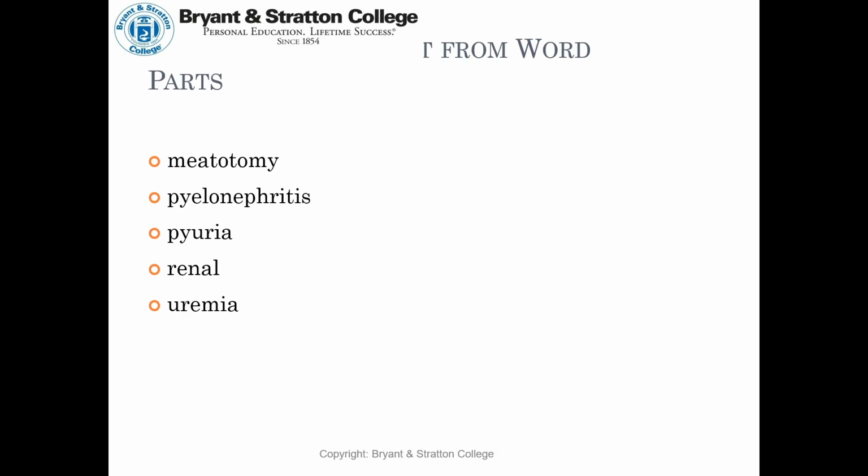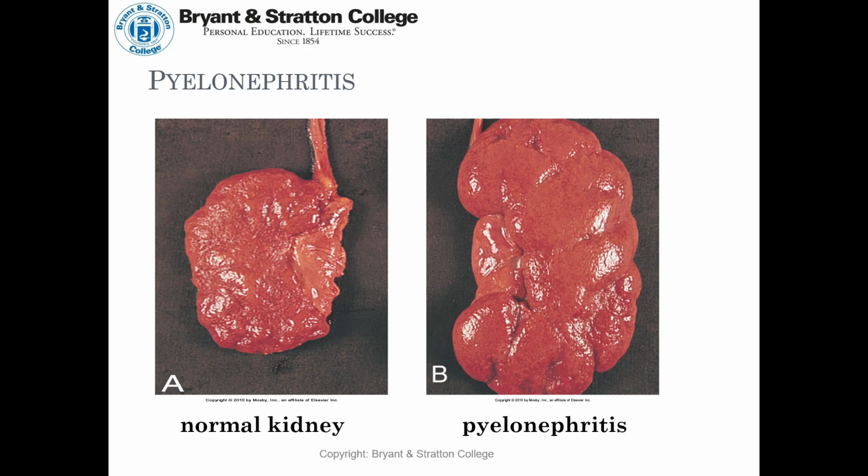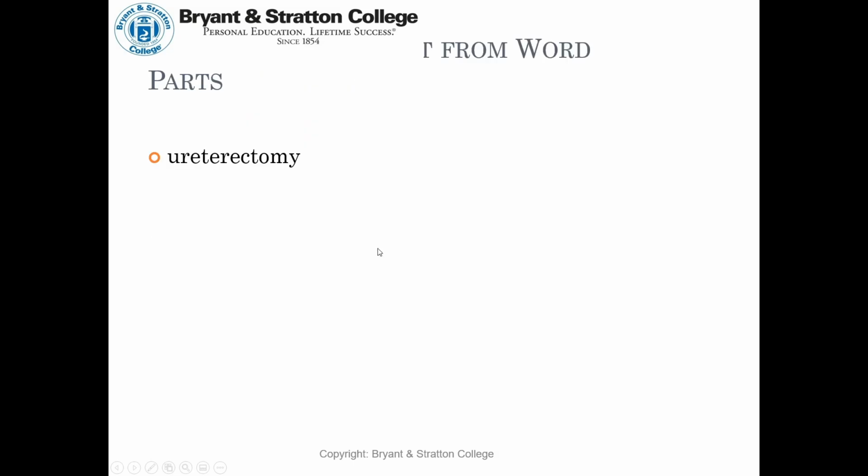Pyelonephritis, urea, renal, uremia. Again, pyelonephritis is another type of infection in the kidney, and we see a picture of it here. On the left is a normal kidney. Now, that kidney is actually upside down. This would be the ureter here, the renal pelvis. So you can see it being very exaggerated over on this side.